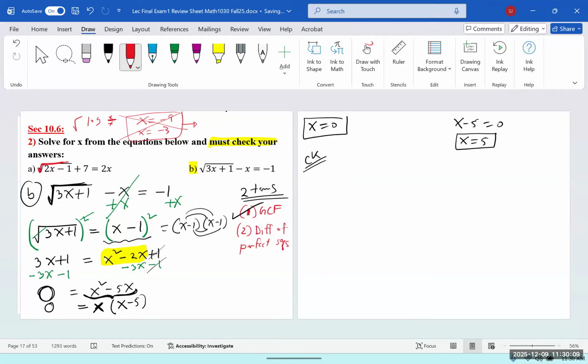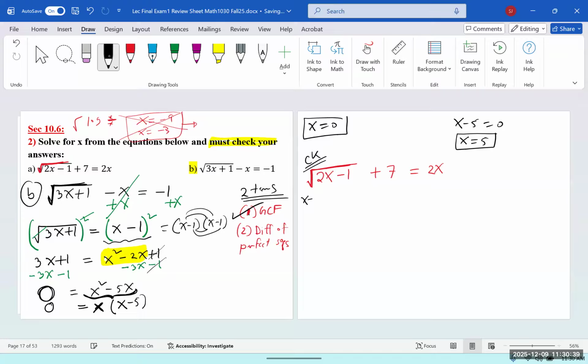Yeah. And then you have to check your work. And when you check your work, you have to use the original equation. You cannot use the one without the radical. You must use the radical to check. So you check both sides. If you get the same thing on both sides, then you accept the answer. If you don't get the same thing, you don't accept.